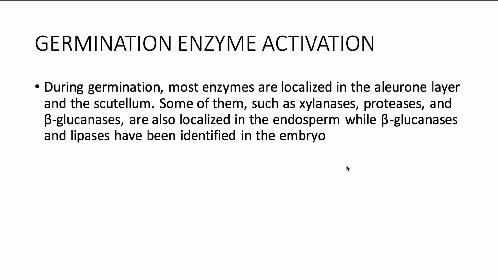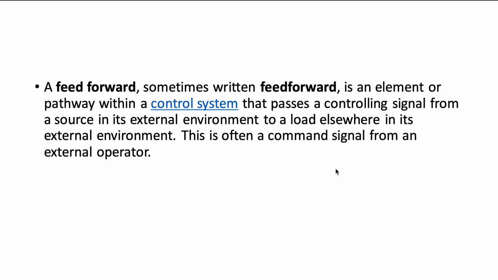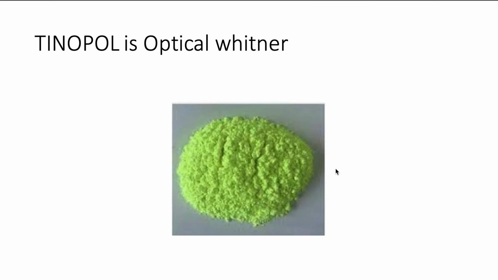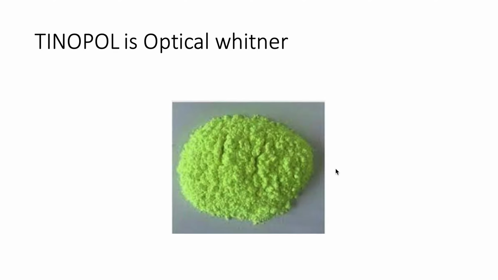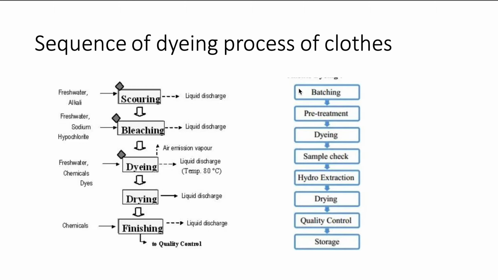Germination and enzyme activation: xylanase, protease, and beta glucanases are the enzymes activated during the germination process of seed. What is Tinopal? Tinopal is an optical whitener. Then this is the dyeing process: scouring first of all, then bleaching, dyeing, drying, and finishing. Here are the details of this process.